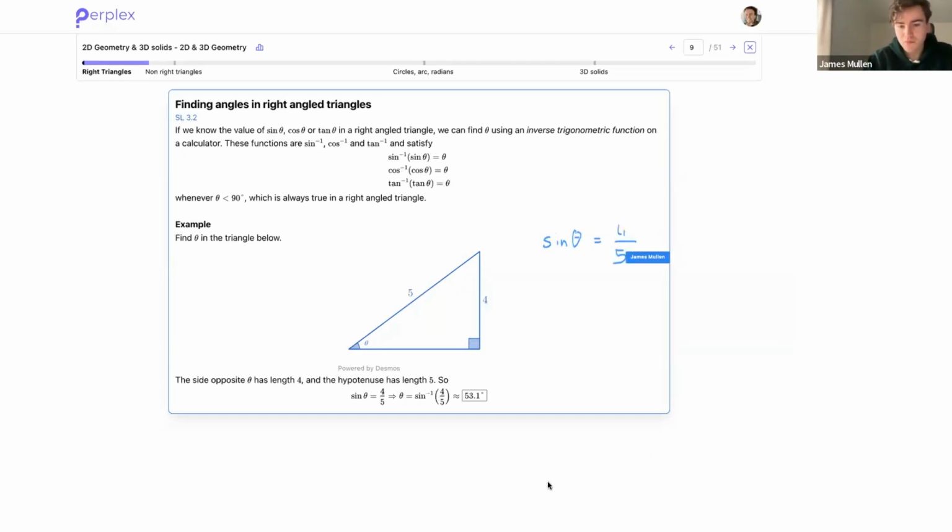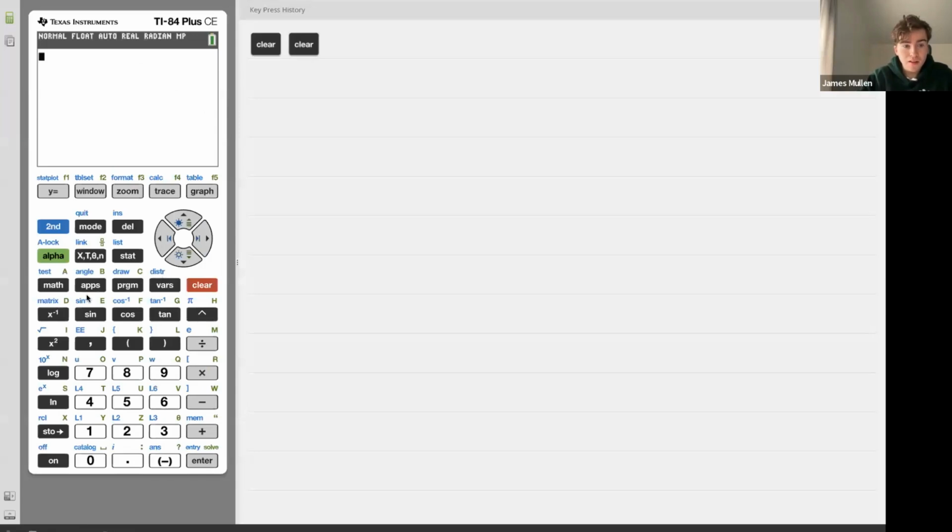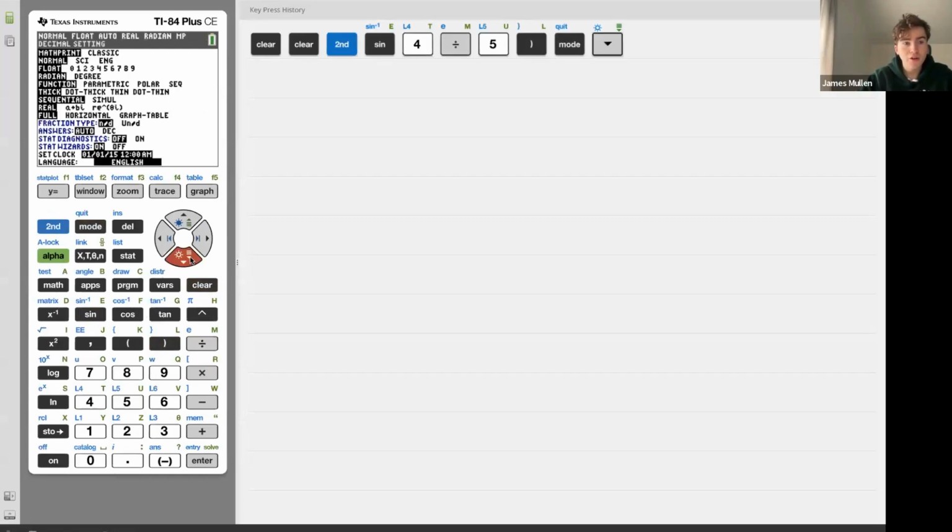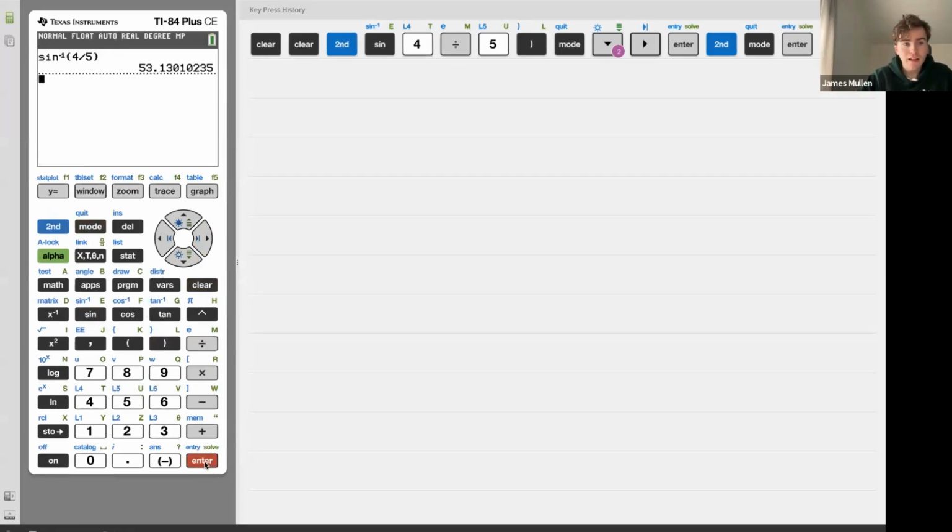And then I'm just going to quickly go to my calculator screen and show you the inverse sine and inverse cos and inverse tan functions are just above the sine, cos, and tan key. So you're going to go second sine 4 divided by 5. You're going to make sure, depending on the question, that your calculator is in the right mode. So I'm in radians right now. I need to be in degrees. And I hit enter, and I get 53.1 degrees. Okay, so let's go back and put that in.